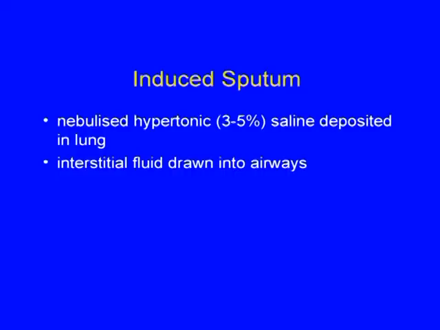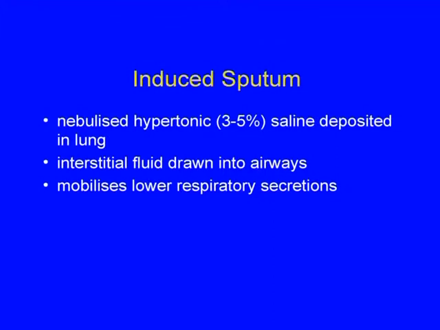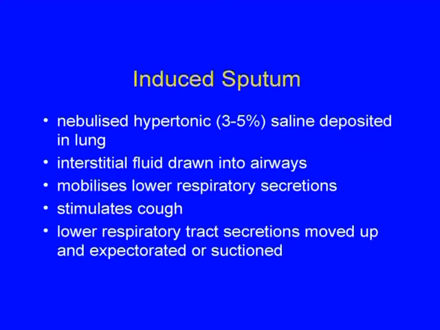That's the standard treatment for bronchiolitis these days, hypertonic saline with a bronchodilator in. It's exactly the same as what we do here. So we give this with a short-acting bronchodilator, salbutamol, added. Nebulize them together. What this does is it draws the interstitial fluid into the airways, mobilizes the lower respiratory tract secretions, and stimulates a cough, so you want to hear the children coughing. The secretions are then moved up, and you can either ask the child to cough out if the child's old enough, or you can suction the child to get those secretions.